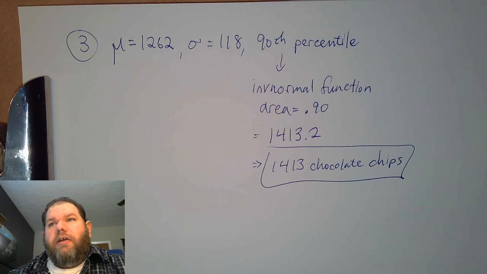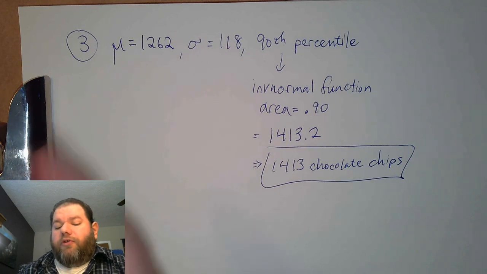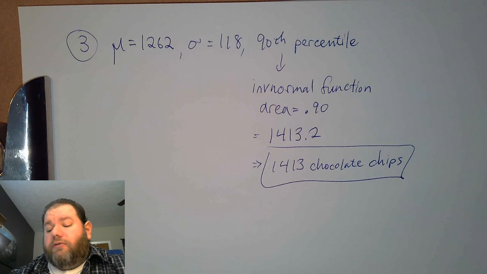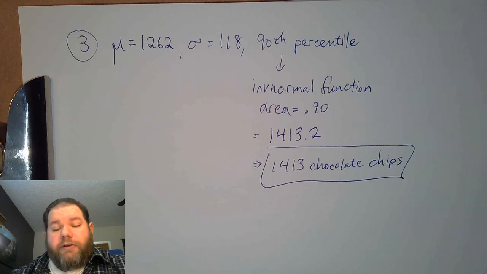That means if we happen upon a bag of cookies where it had more chocolate chips than 90% of the other bags, it would have 1,413 chocolate chips, where the normal value is 1262. So if you're a chocolate chip fan, that's a good deal if you get that 90 percentile bag.